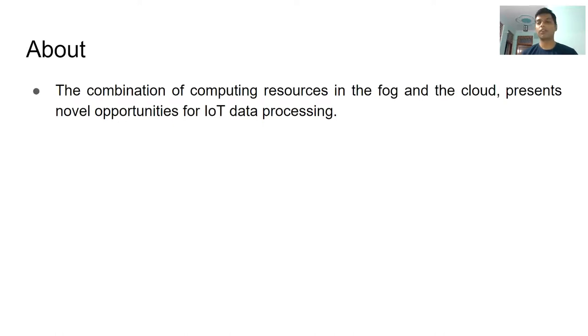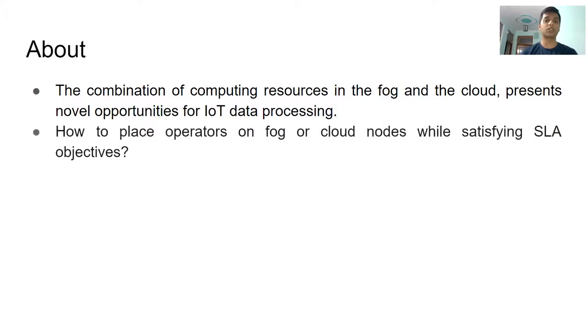A unified fog cloud environment presents novel opportunities for processing IoT data. And the reason is very simple. We have some devices relying on the fog layer that can be utilized for earlier computation of the IoT data that is coming. And then anything that can't be computed on this fog layer can be offloaded to our cloud data center, which has much more capacity. Now, it is in this context that the question is, how can we perform operator placement on a fog or cloud node, all while satisfying the different SLA objectives that these workloads might have?